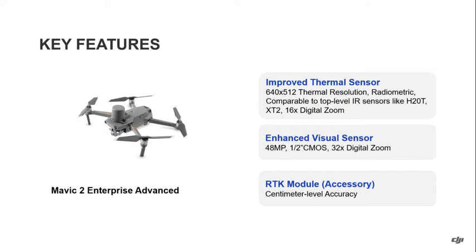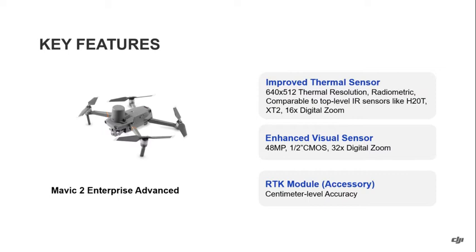For the visual sensor, we have enhanced it greatly also. First, about the resolution, we have upgraded from 12 megapixels to 48 megapixels now. And the sensor size of it is half inch, and we have also improved the zoom capability from 6 times of the zoom version to now 32 times, which is the digital zoom capability.